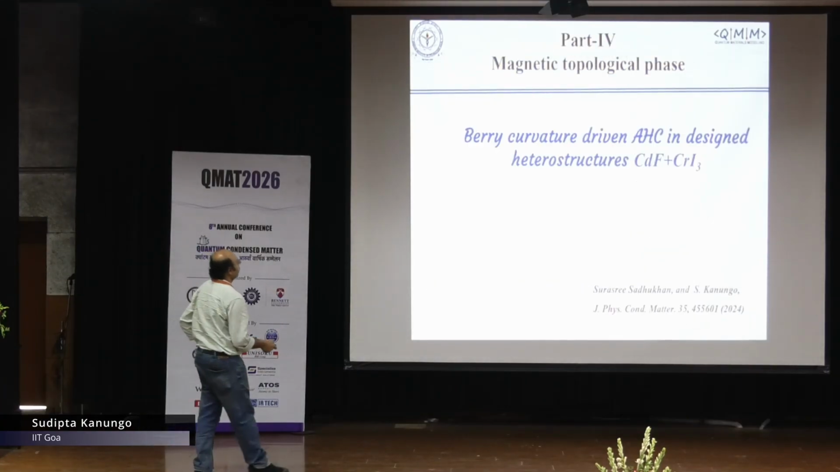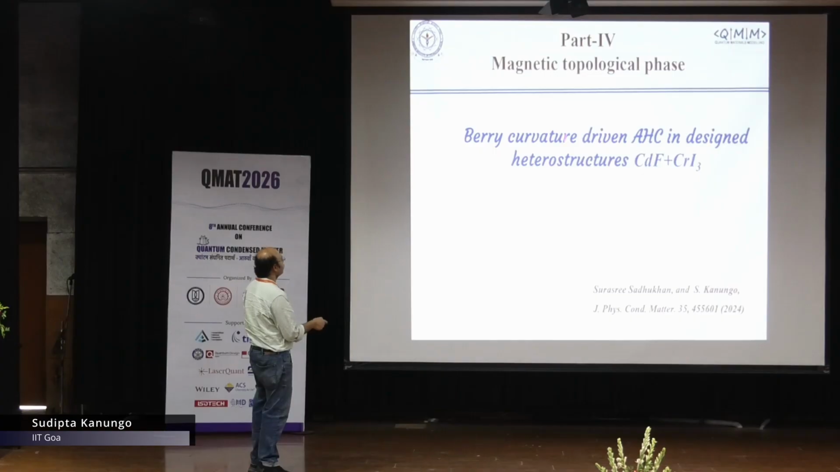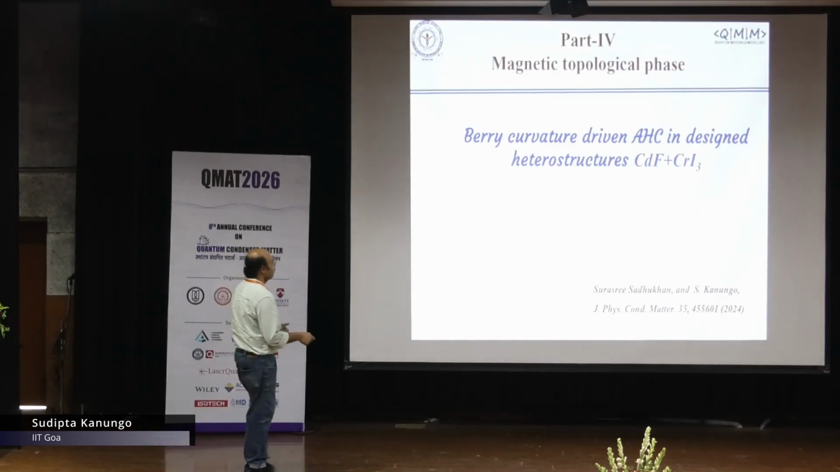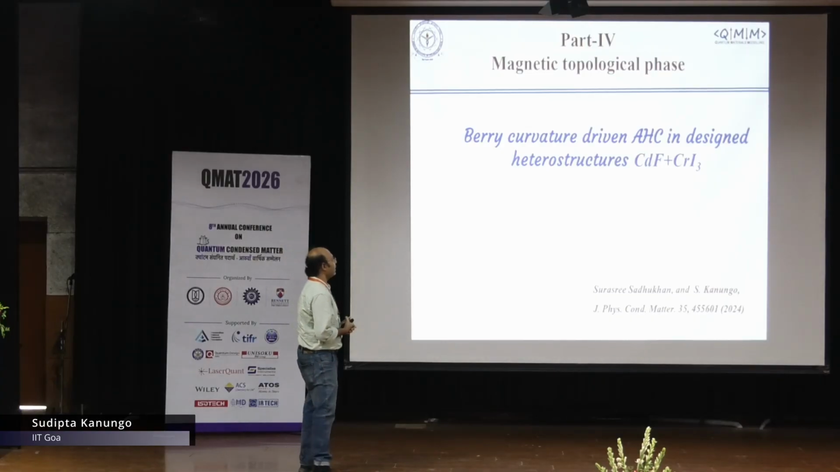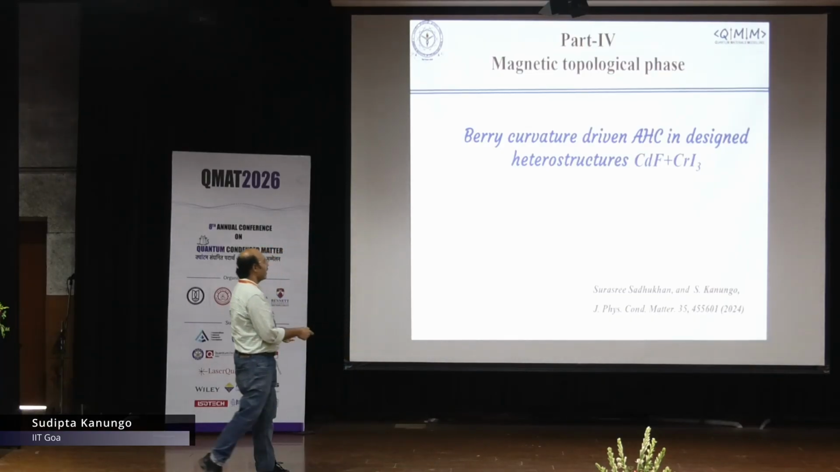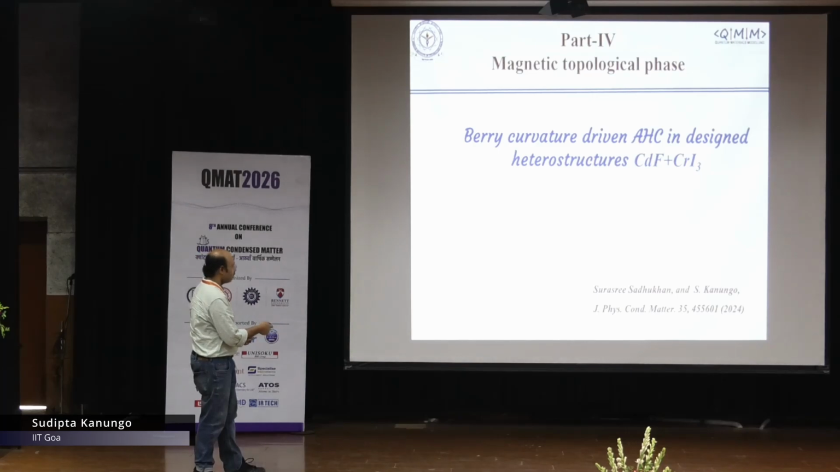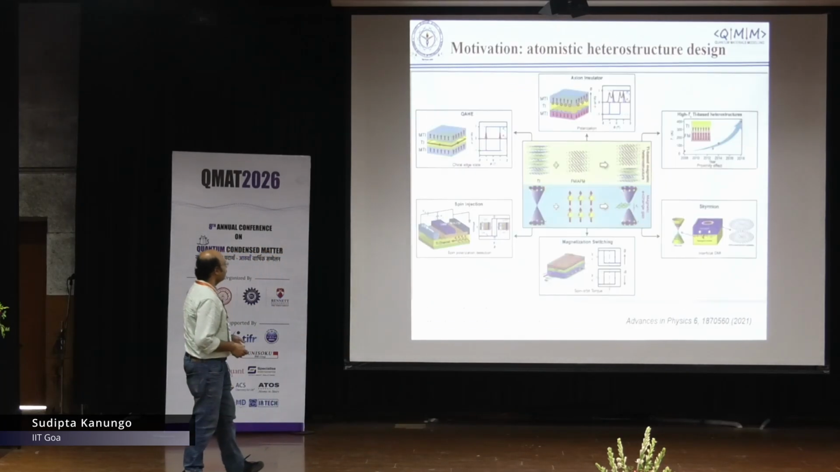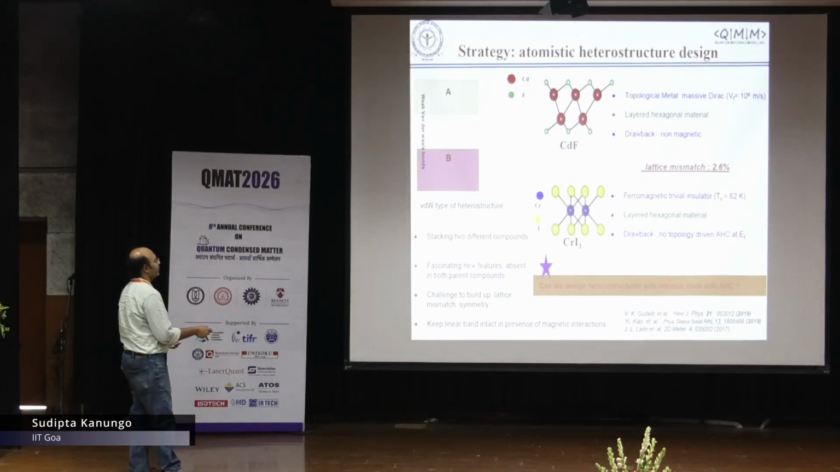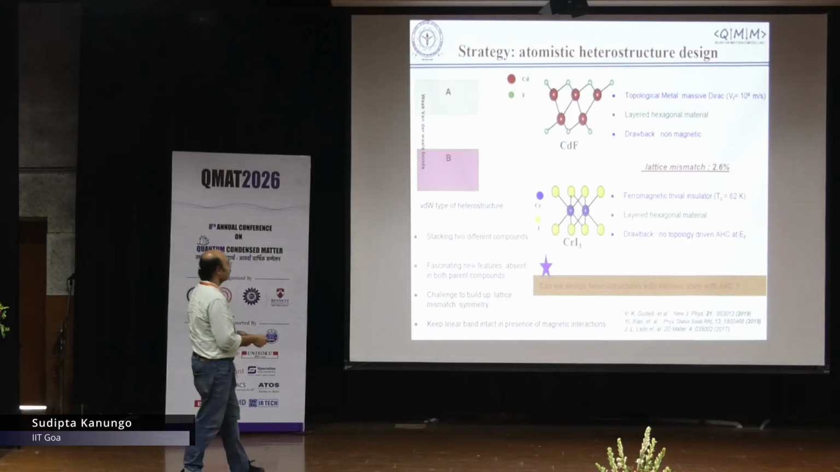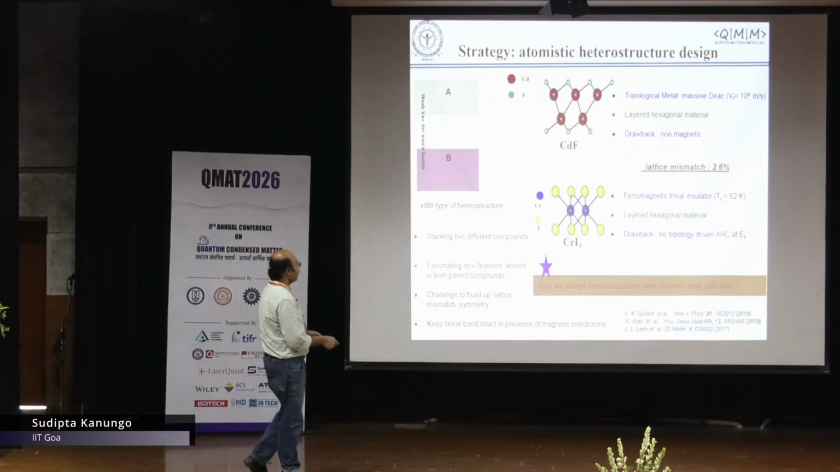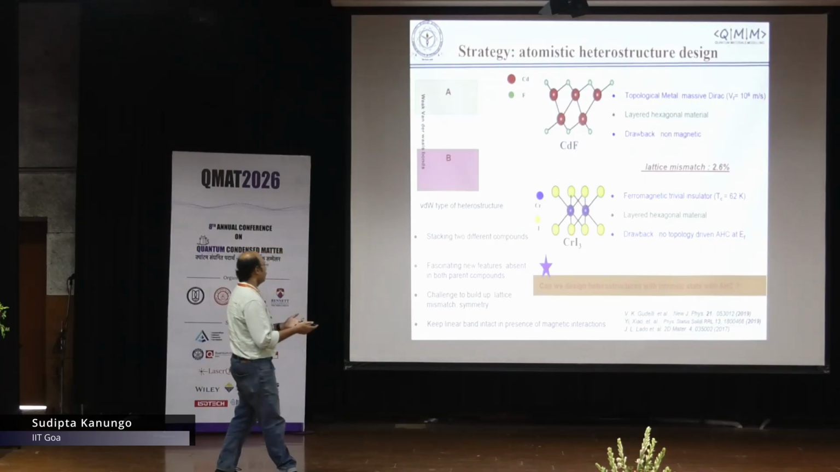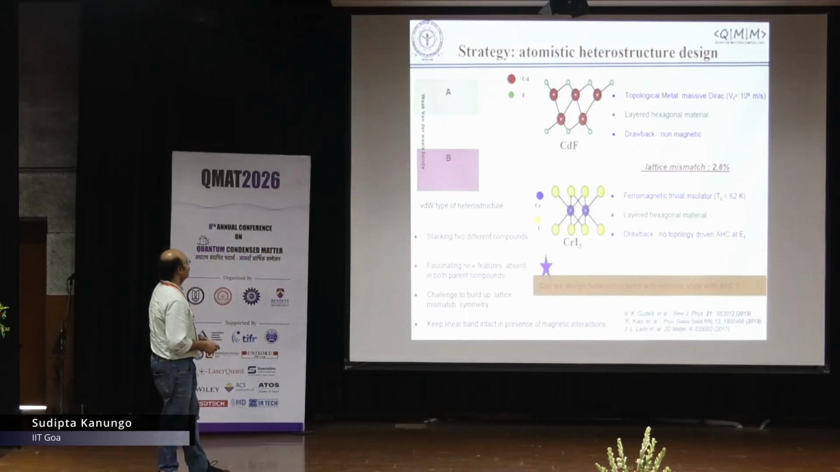Okay. So last, what I am going to show is that we can also design the Berry curvature by heterostructure engineering, and this heterostructure is designed by cadmium fluoride and chromium triiodide, which is a magnetic system, whereas the other is non-magnetic. So let me skip this part. Okay, this cadmium fluoride is a topological metal, which is a massive Dirac system, whereas the chromium triiodide is a ferromagnetic system, which is trivial from the band topological perspective.